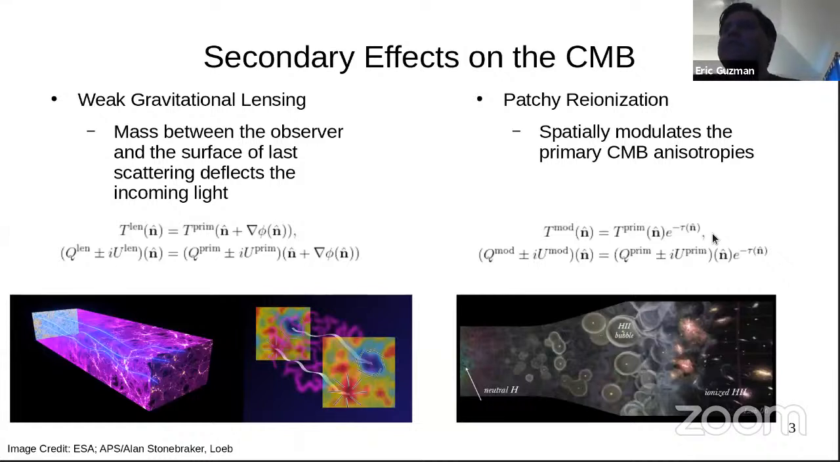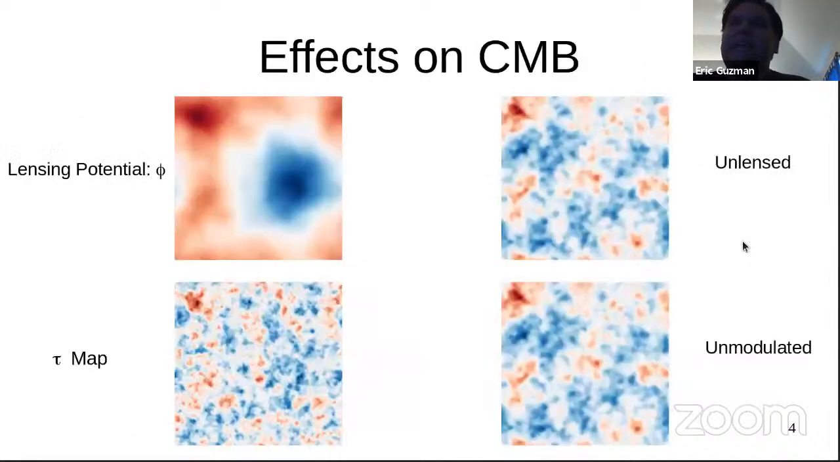So the goal of the network that I'm going to present today would be to simultaneously reconstruct phi and tau, with the focus on tau, since the lensing signal is magnitudes greater than the patchy tau signal. And so to get a better understanding of what's actually happening, I'll show you the effects on the CMB.